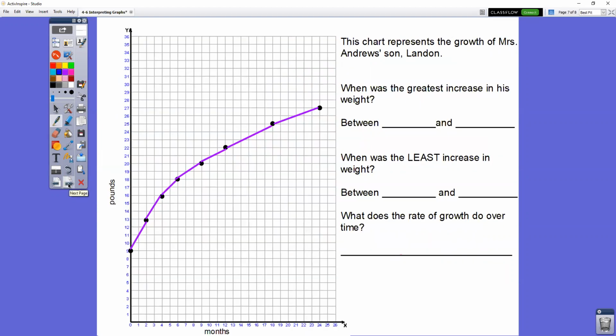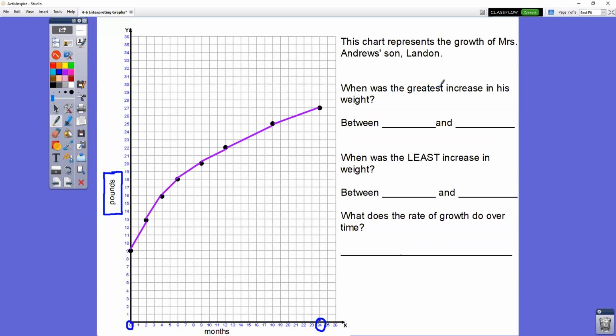The next one, this chart represents the growth of Mrs. Andrews' son, Landon. All right. Notice that we don't have the height this time. This time we're talking about how much her son weighed. At the bottom, we're going from month 0, so from the time he was born, and our last dot is right here at month 24. So that's 2 years old. So from the time he was born until the time he turned 2, we're looking at how much he weighed.